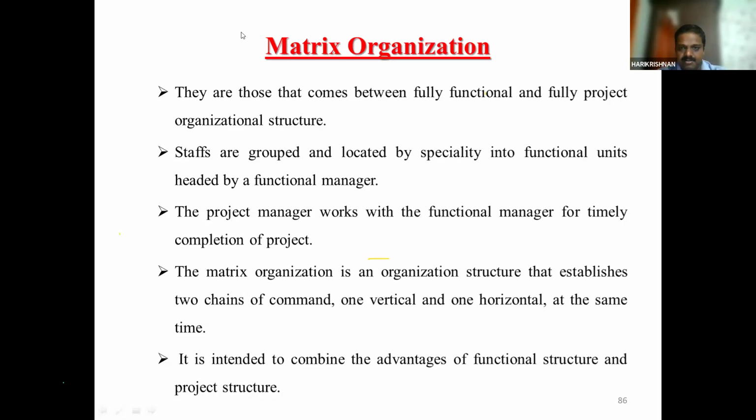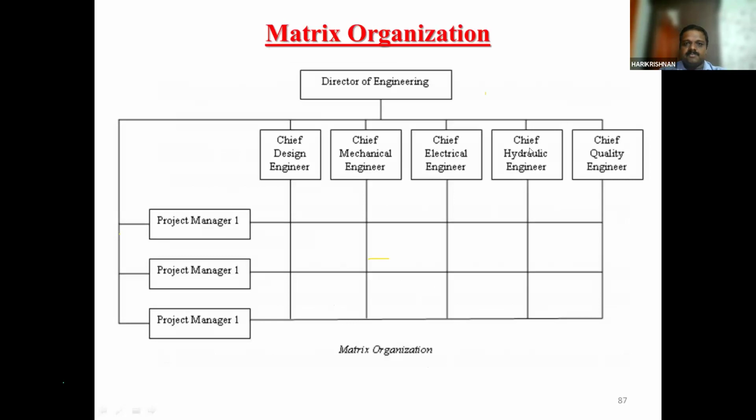Okay, so for example, you may see, this is the directorate of engineering. So there will be a project manager one. There will be a chief design engineer, chief mechanical engineer, chief electrical engineer, chief hydraulic engineer, and chief quality engineer. There will be project manager one, project manager two, project manager three. The specialty is that there will be persons in between over here. There will be a design engineer, mechanical engineer, electrical engineer, hydraulic engineer, quality engineer.